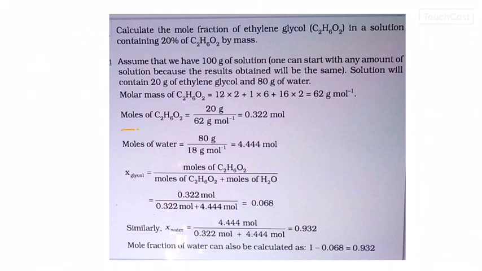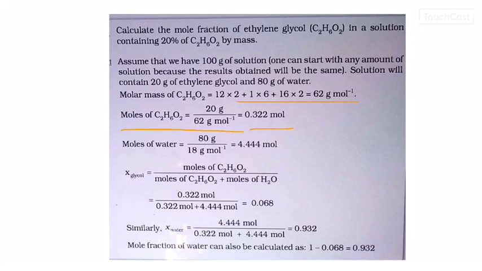To find moles of ethylene glycol, you have to find molar mass, because mass by molar mass gives you the number of moles. So here the molar mass is calculated: 12 into 2. 12 is the atomic mass of carbon, 12 into 2. 1 is the atomic mass of hydrogen, 1 into 6. There are 6 hydrogen atoms. Oxygen, 16 is the atomic mass of oxygen. 2 oxygen atoms are there, so 16 into 2. Total you got it as 62 gram. So moles: 20 by 62, you got it as 0.322 moles.